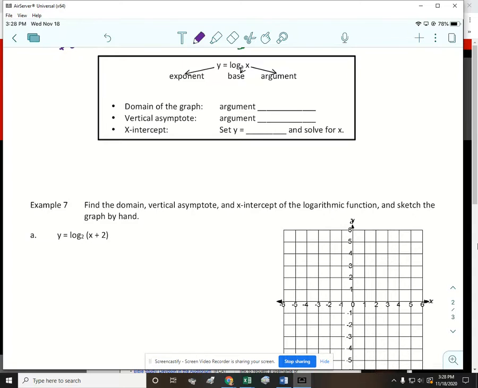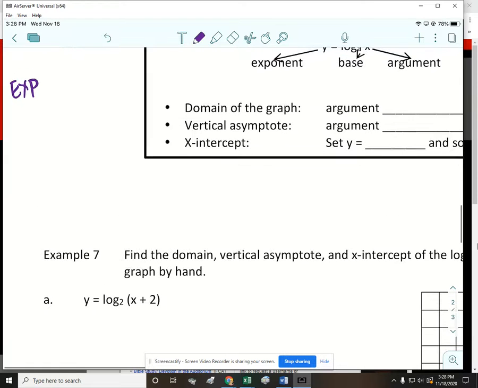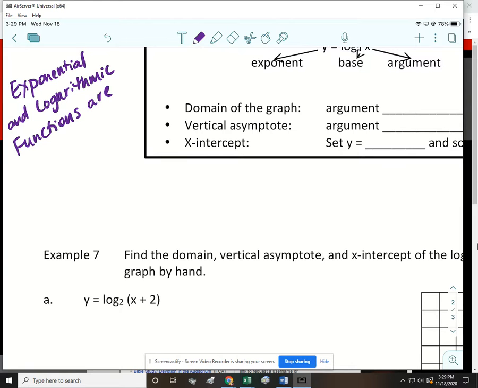So one thing that I want you guys to know is that exponential and logarithmic functions are inverses of each other. Exponential and logarithmic functions are inverses.